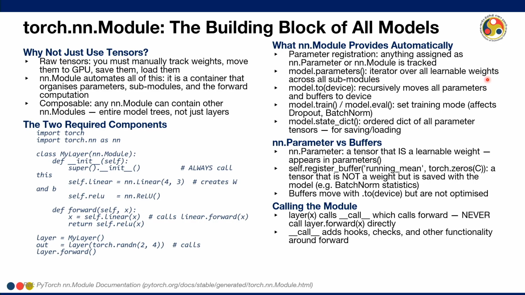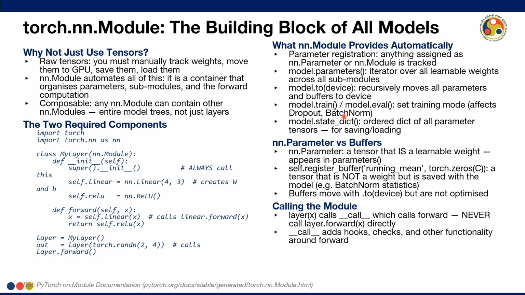So, that is the target, and here we have model.parameters which will iterate over all the learnable weights or parameters across all the submodules. And model.to will see the device where we want to recursively move all the parameters and buffers. Similarly, model.train and model.eval will set the training mode. So, it will have different effects on dropout and batch normalization.